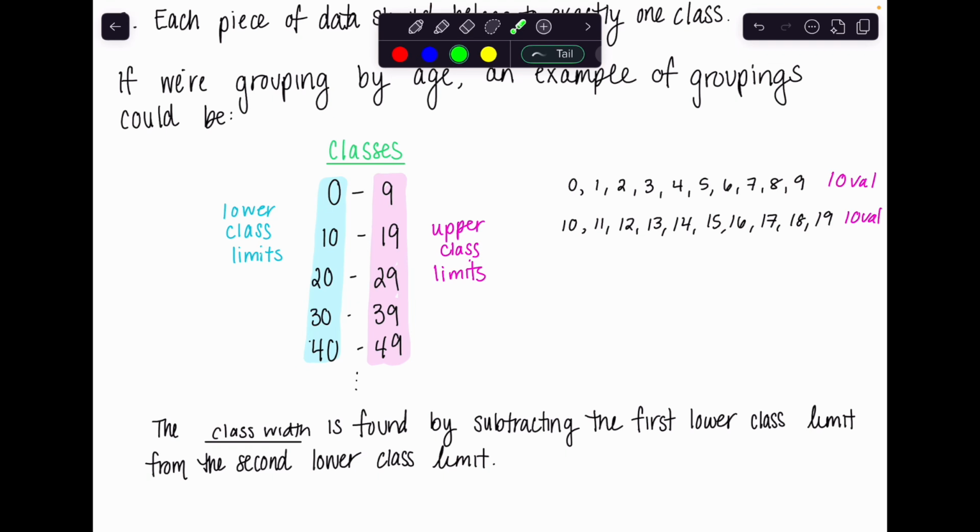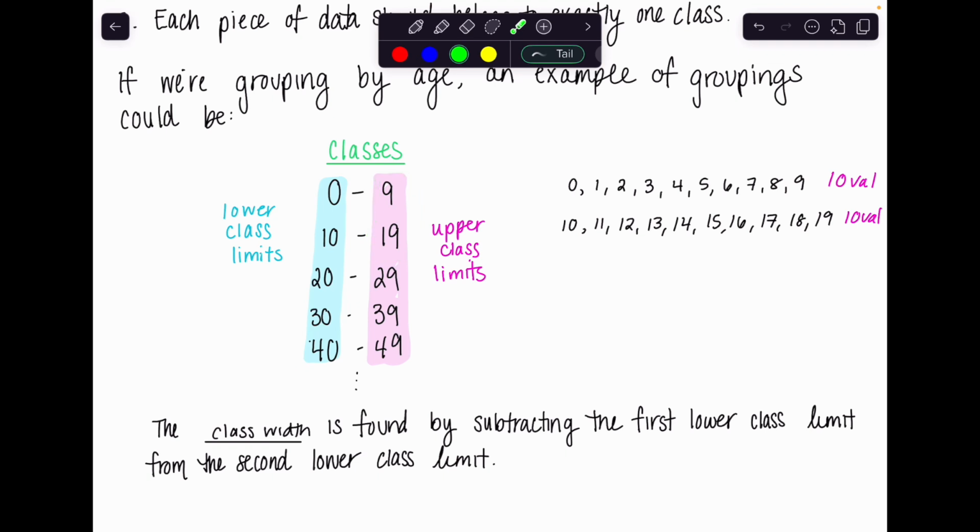So the way we actually find the class width is we subtract the first lower class limit from the second. Really, you can pick any 2 consecutive ones. So if I take 10 minus 0, that gives me 10, exactly how many values are in that group. Same thing if I took 39 minus 29, gives me 10, exactly the number of values within there. Or if you do 20 minus 10, it's 10. 19 minus 9 is 10.